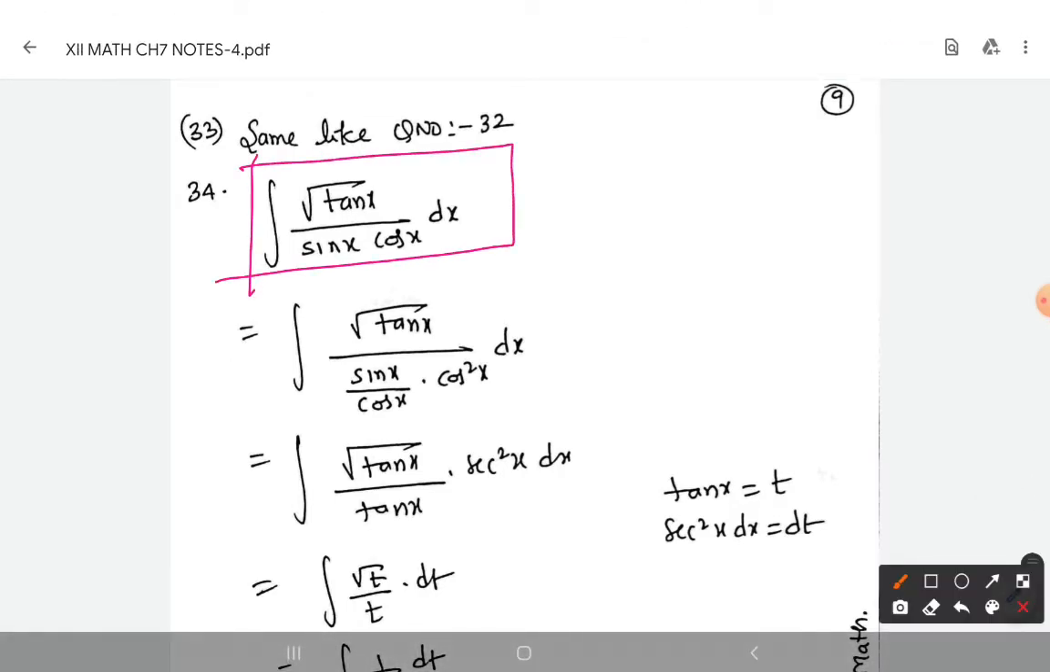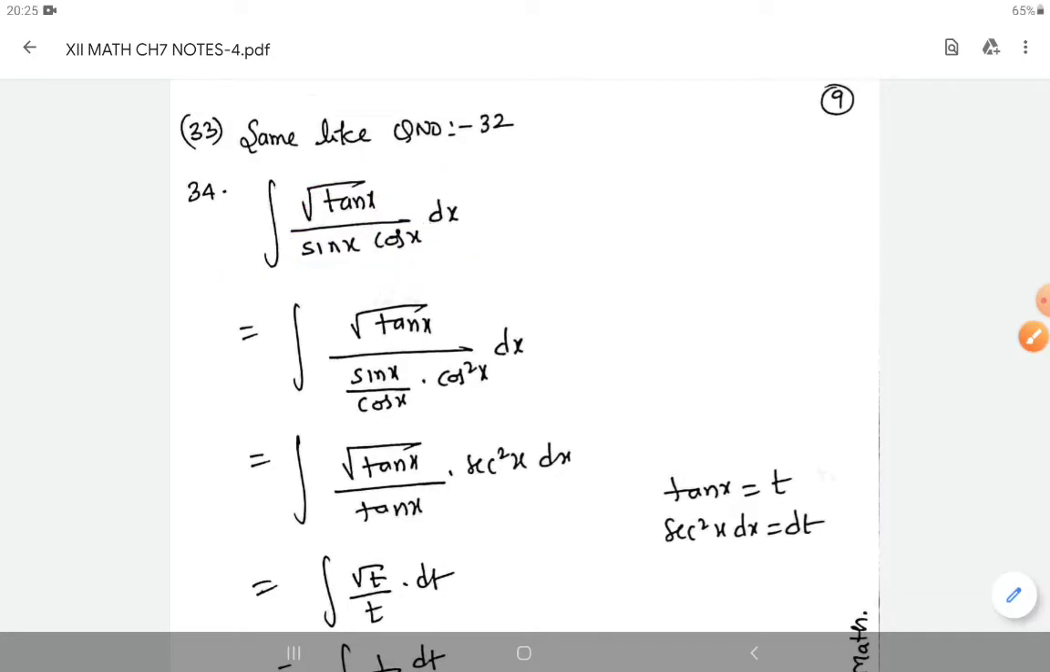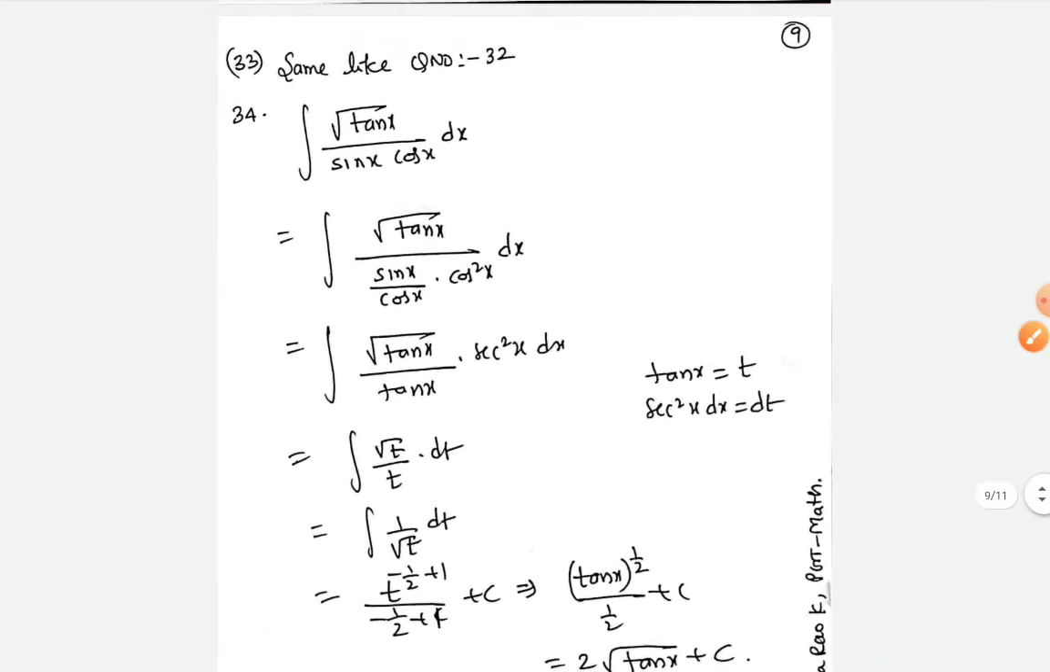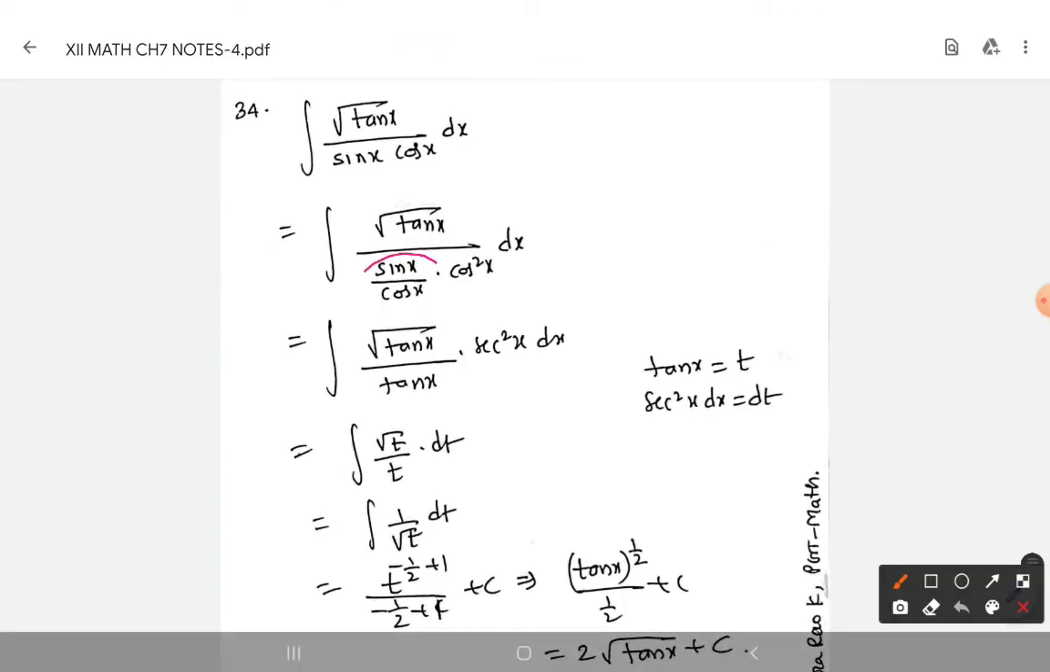Look at this. Root over tan x by sin x into cos x into dx. If you take cos x as t, sin x dx is not there. If you take sin x as t, cos x dx is not there. If I take tan x as t, secant square x dx is not there. That means some sort of simplification is required for this question. What is that? See the denominator, what I am doing. In the denominator, divide cos x to sin x and multiply cos x to cos x, so that sin x by cos x into cos square x.